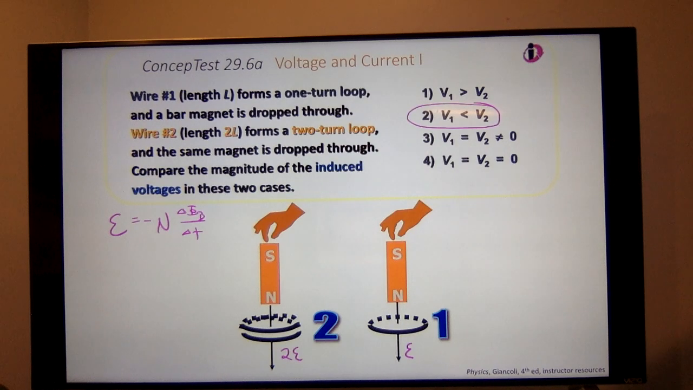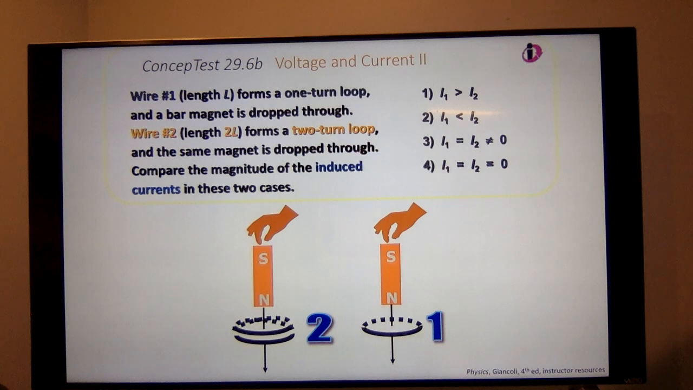More loops, more induced voltage. But here it asks about the induced current. So while this one has twice the amount of induced voltage, remember it also has twice the amount of wire. So it has twice the amount of resistance. So over here we could write this using Ohm's law, V equals IR.